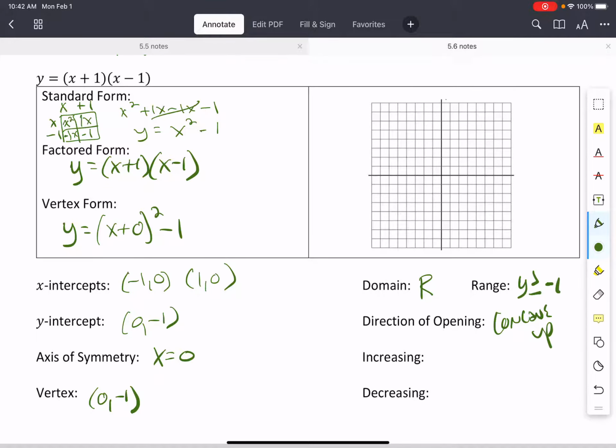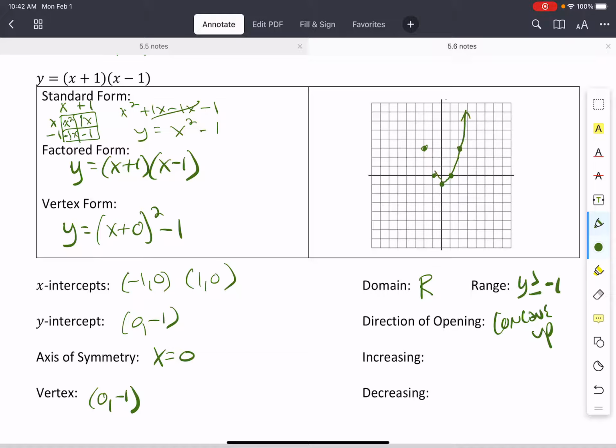So let's plot the points that we have. There's my vertex and y-intercept. There's my x-intercepts. Okay, I need to plug a point in either with my calculator or without. Either way, I'd probably do 2 because it's close to the x-intercept, right? So if I did plug in 2, you should have gotten 3. And then I can mirror image that one.